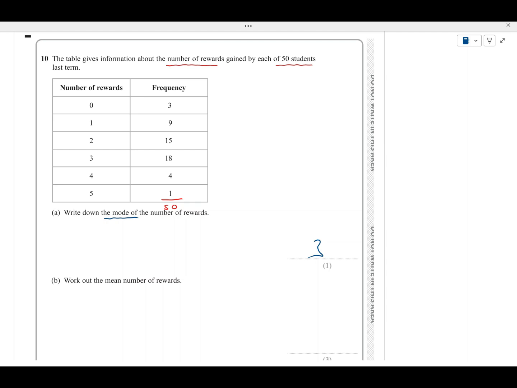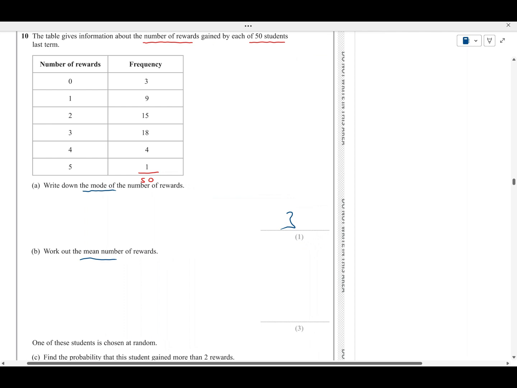Work out the mean number of rewards. You add and divide for the mean. So I need to add up how many rewards were given in total. Here 3 people got 0 rewards, so they got 0 between them. 9 people got 1 reward, so that's a total of 9. 15 people got 2 rewards each, so that's 30. I'm multiplying across, aren't I? 4 people got 4 rewards and 1 person got 5.